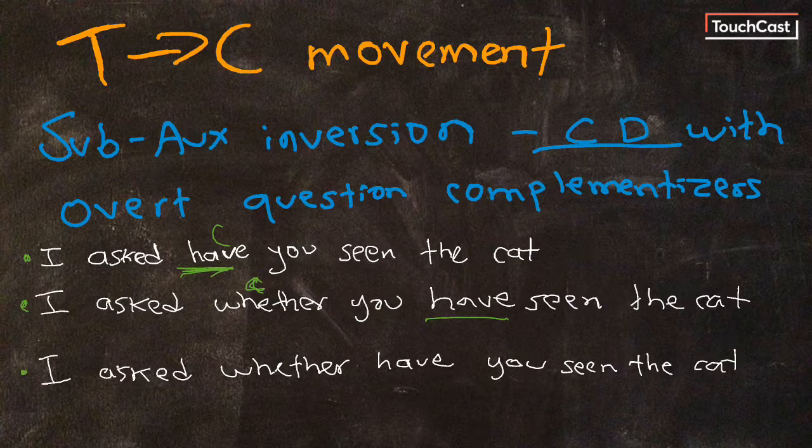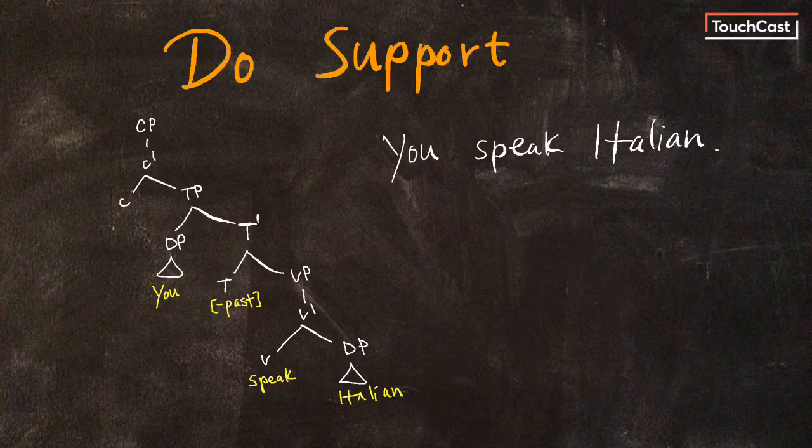In the third sentence, we have an incorrect, or ungrammatical, sentence, because we see that the question complementizer and the auxiliary are in the C position, but that does not happen. So that's why we know that subject auxiliary inversion and overt question complementizers are in complementary distribution, and this supports T to C movement. Because we need to raise the word in T to the C position in order to form questions in English, we have a problem.